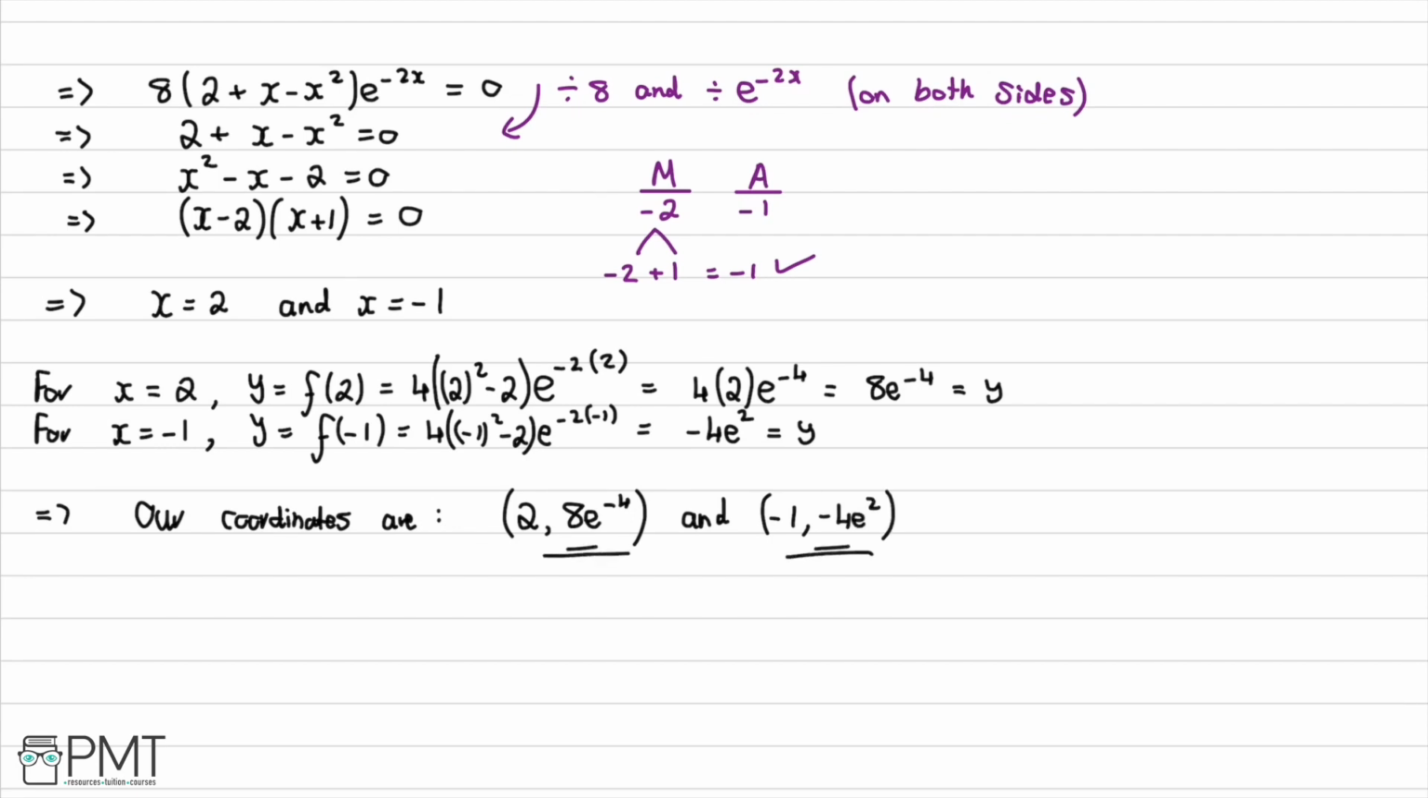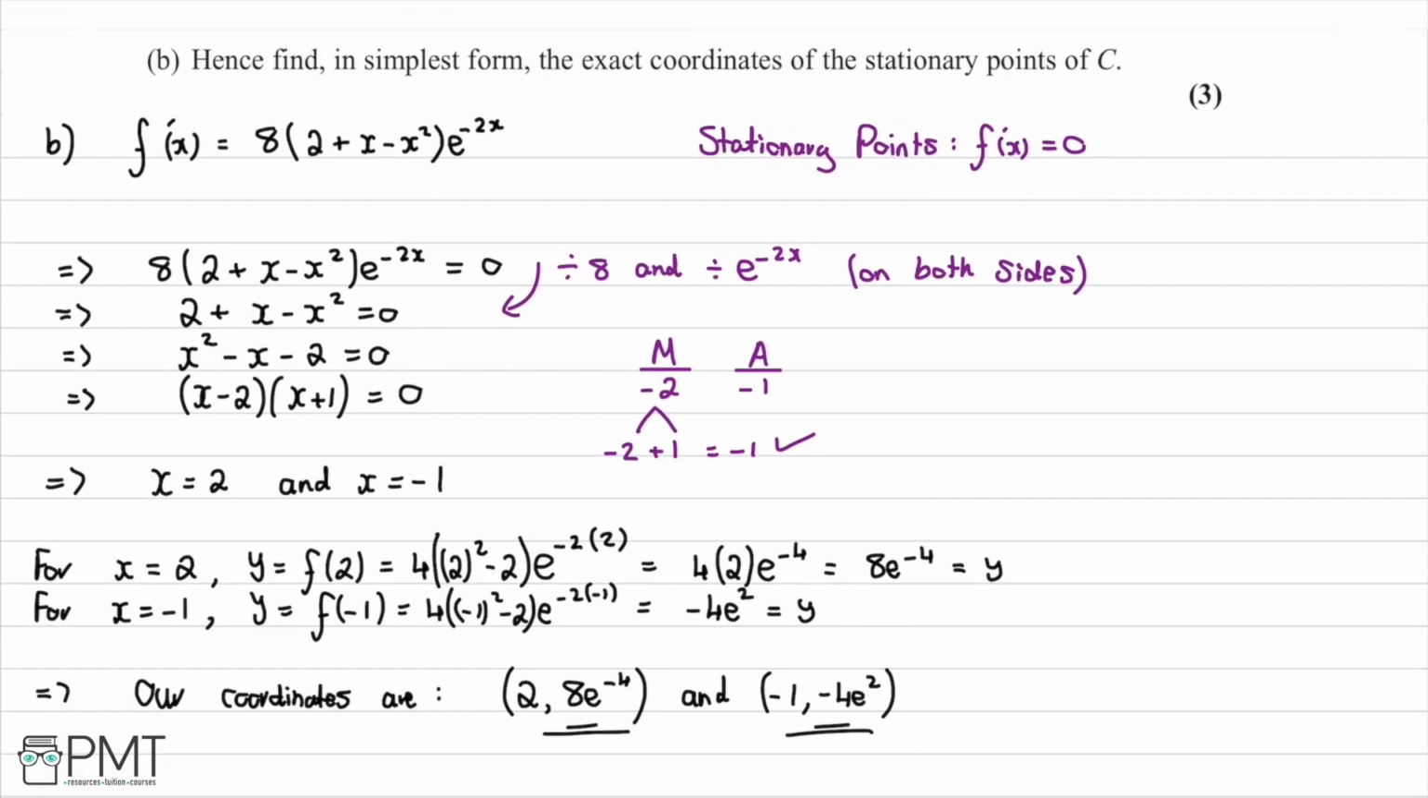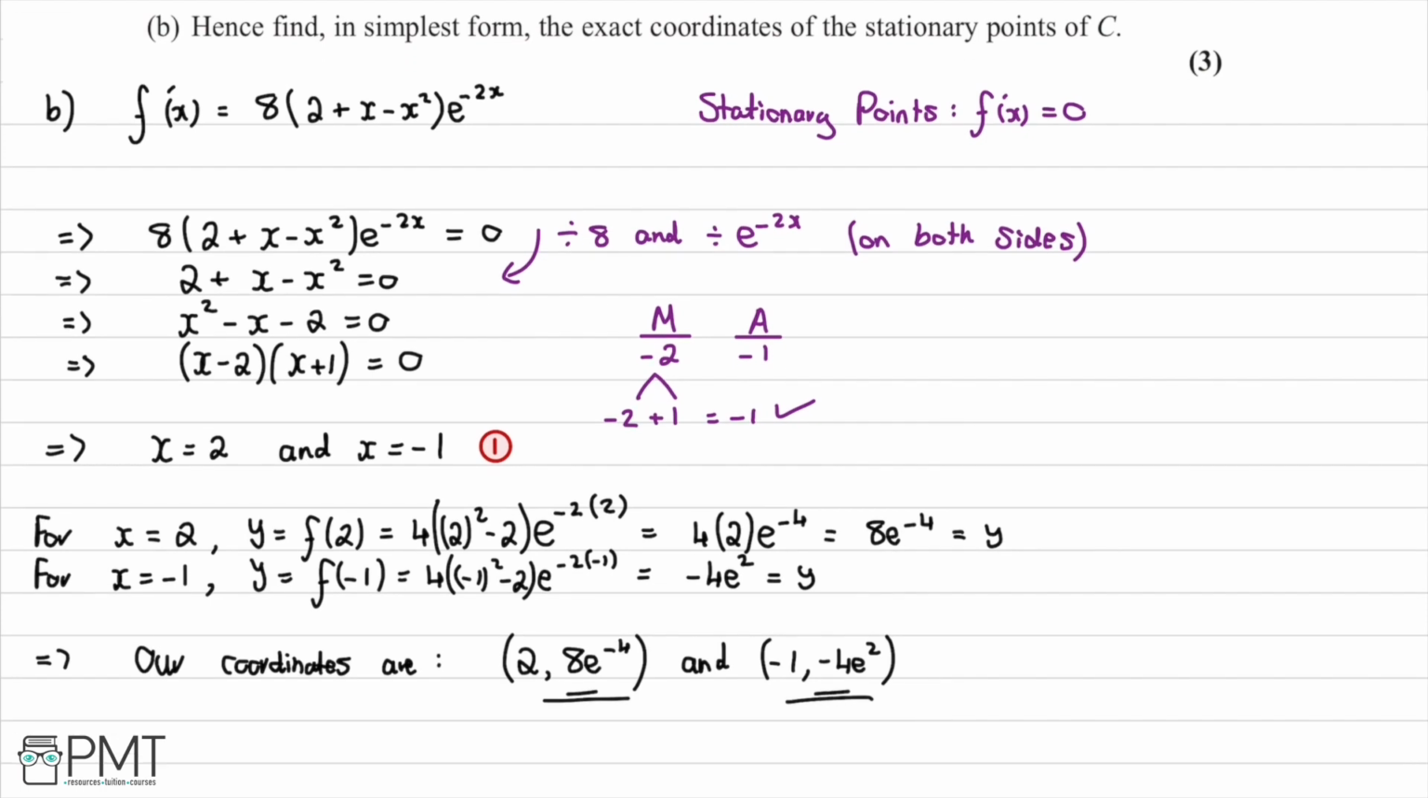Therefore, we've completed this question and worked out the coordinates. Looking back at the question, this was worth 3 marks. We received our first mark for getting our 2 x values, so that was 2 and negative 1. We then received our second mark for substituting in one value of x to find a value for y, which we do for the first time here. Then we receive our third and final mark for concluding with the correct answer and saying the coordinates are (2, 8e to the negative 4) and (negative 1, negative 4e squared), and they are the coordinates of our stationary points.